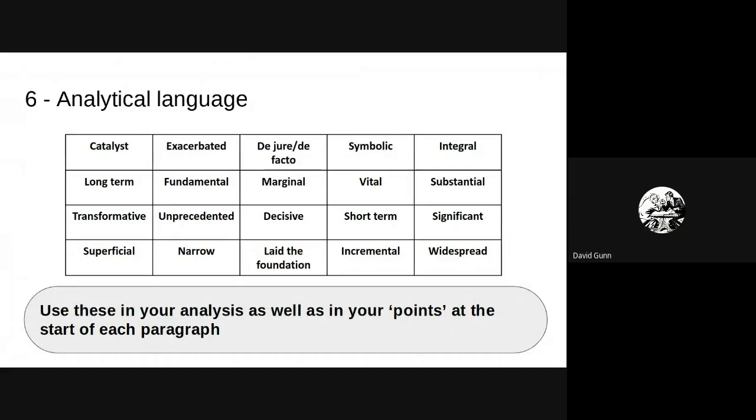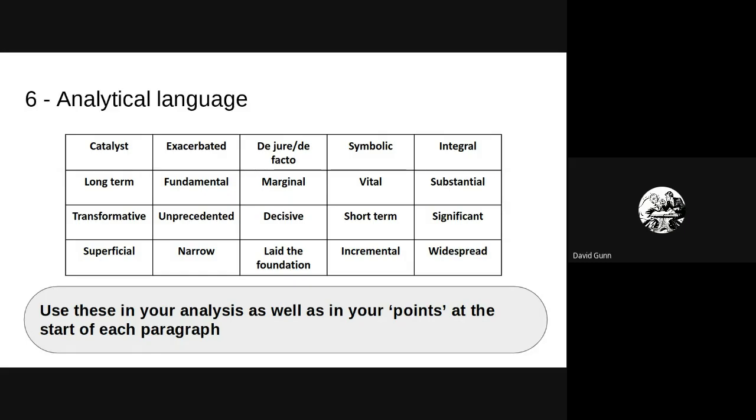This really can make the difference between going from a B grade to an A grade essay, or from an A to an A star essay. Think about level 4 of the mark scheme: you're less likely to see this kind of language. At level 5, you're more likely to see it. So really try to weave these words into your analysis.